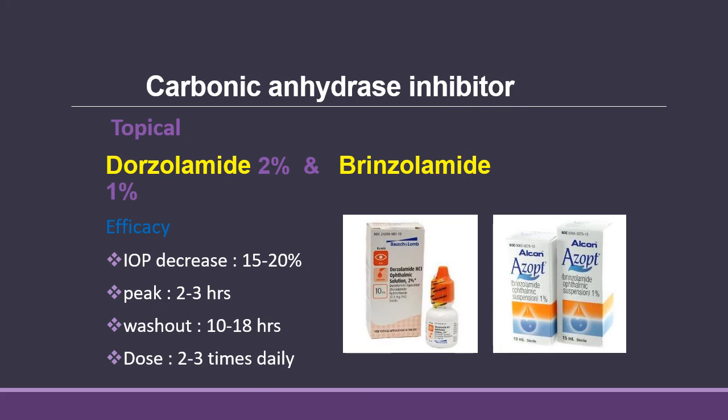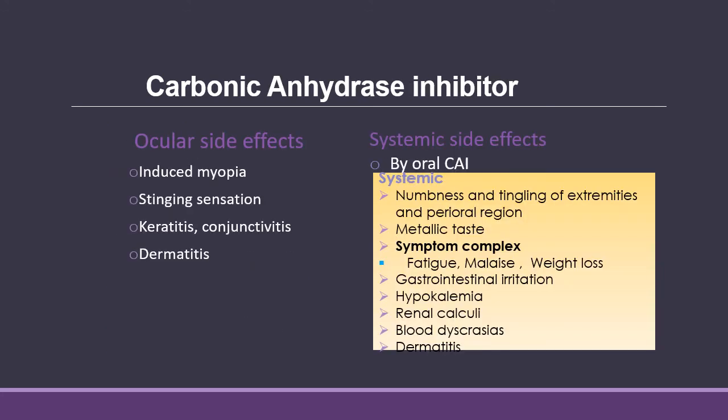So topical carbonic anhydrase inhibitors are dorzolamide and brinzolamide. Dorzolamide is used as 2% and brinzolamide as 1%. It reduces IOP by 15 to 20%. Peak occurs at 2 to 3 hours and washout is after 10 to 18 hours. Dosing is generally 2 to 3 times daily.